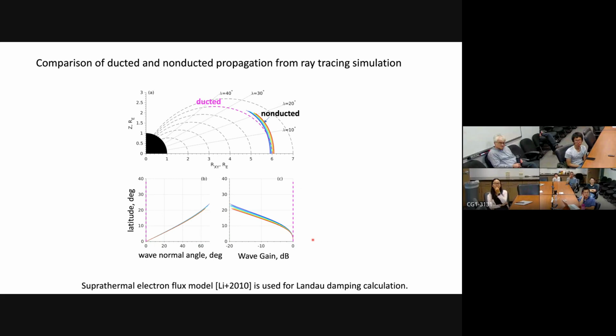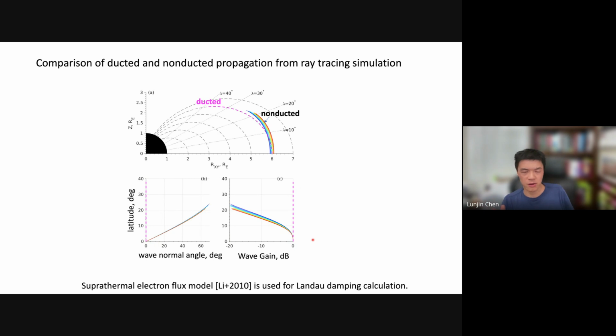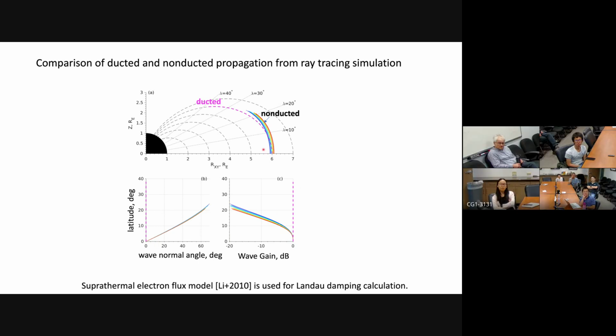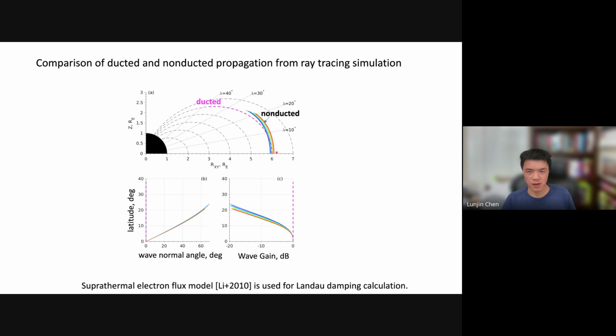Hey, Lunjin, how do you define the wave normal angle here? The wave normal angle is the angle between the wave vector and the background magnetic field. The waves are generated near the equator with field-line propagation, but as they propagate away from the equator, they can become oblique.